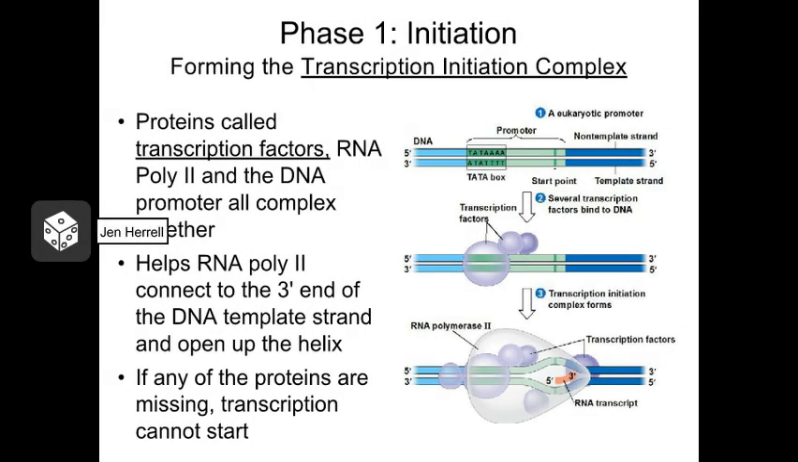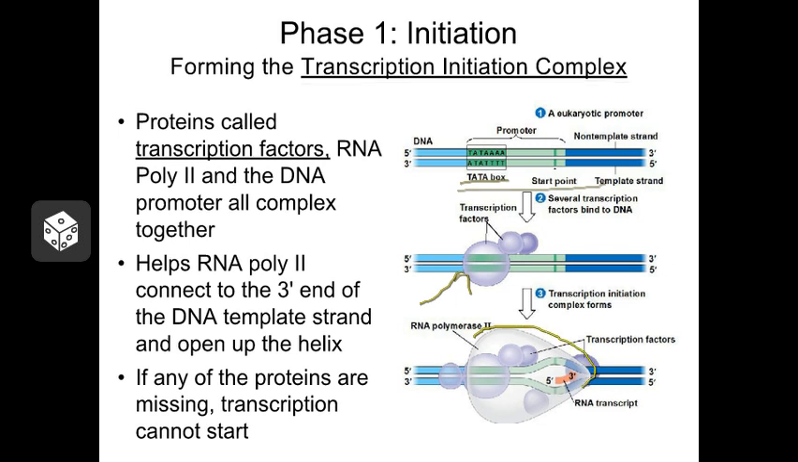The giant machine that assembles during initiation is called the transcription initiation complex. This machine is going to assemble on the promoter. Here you can see the promoter with its little TATA box. The first components that assemble are molecules known as transcription factors.